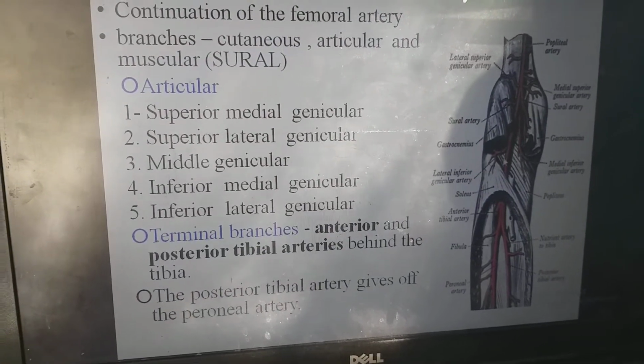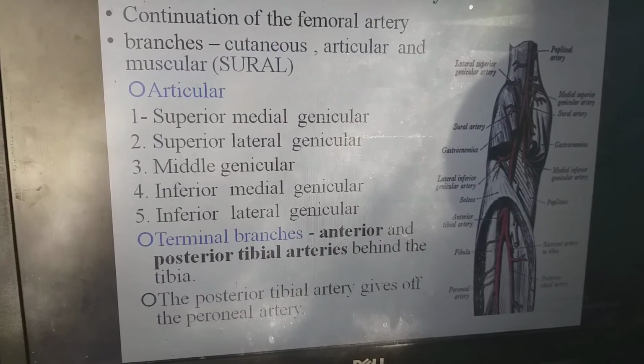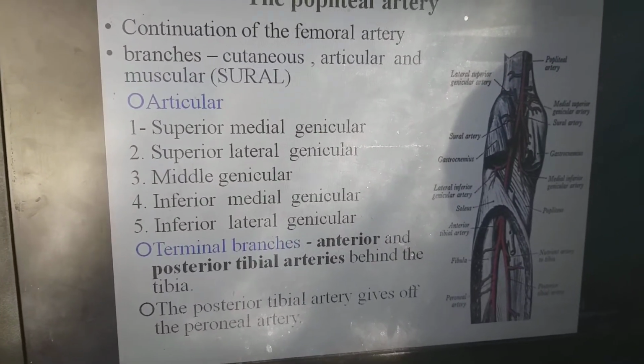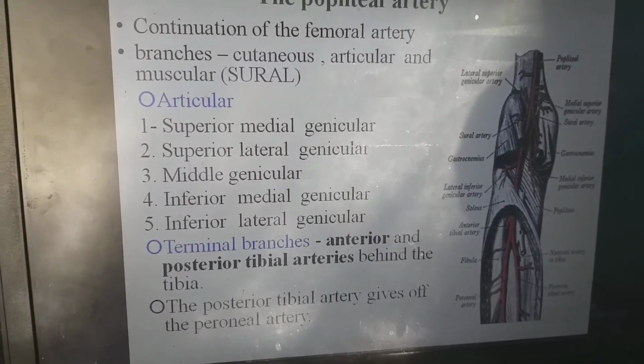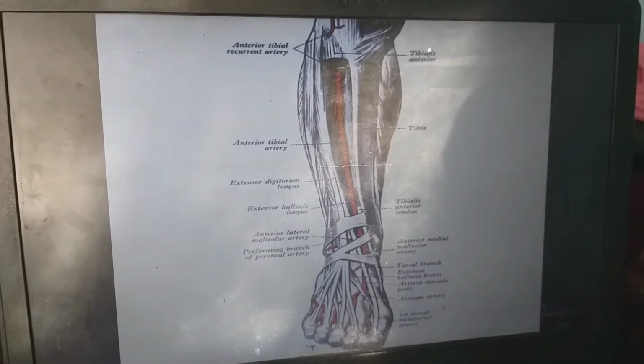Then once it gives you these 5 branches, it will terminate by giving you 2 arteries here. This is the anterior and the posterior tibial artery. Anterior tibial, anterior to the tibial bone; posterior tibial, posterior to the tibial bone. Good. So what is observed here?